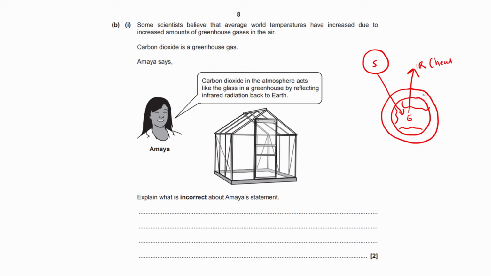However, not all of it goes there. Some of it is absorbed by greenhouse gases. Here we have greenhouse gases in the atmosphere, and they absorb that heat or that infrared radiation, and then they re-emit it in all directions.